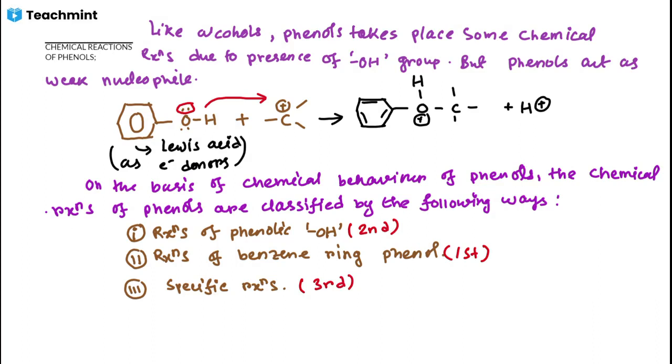On the basis of the chemical behavior of phenols, the chemical reactions of phenols are classified in the following ways: reactions of the phenolic OH group, reactions of the benzene ring of phenol, and some specific reactions of phenols. On to the next slide.